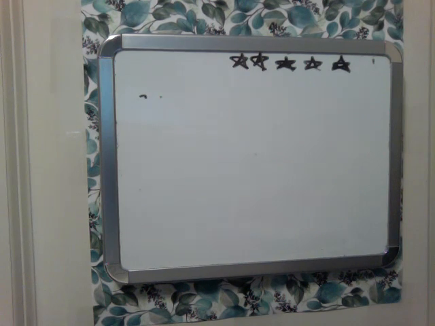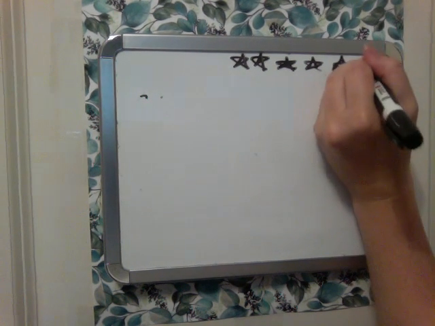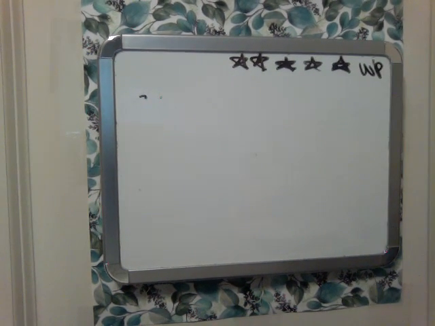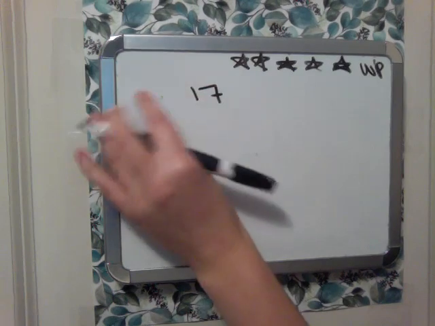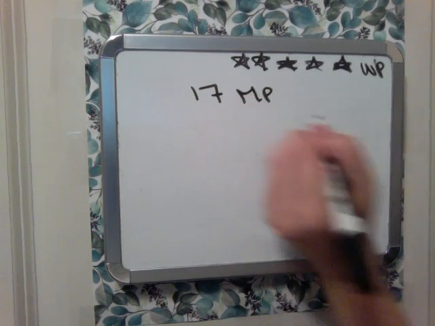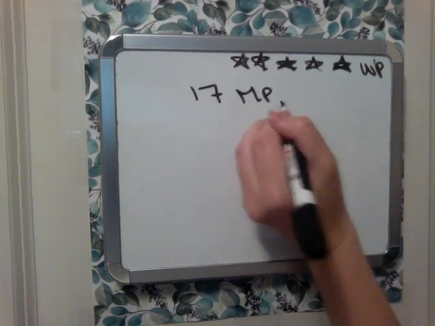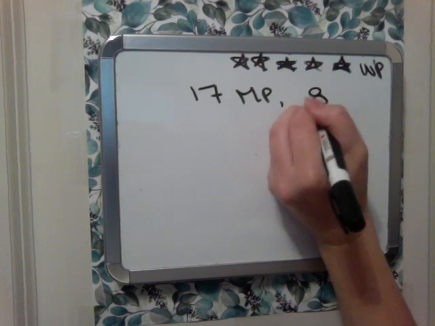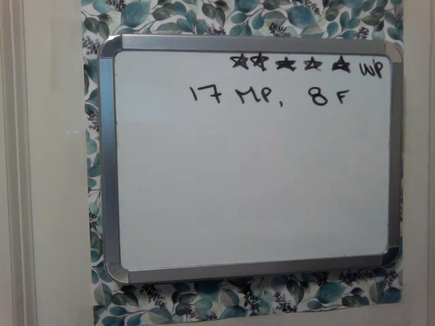Okay, last problem of today is the word problem. There are 17 math problems, and Robin has finished 8. She has finished 8 of them. So how many assignments are left?